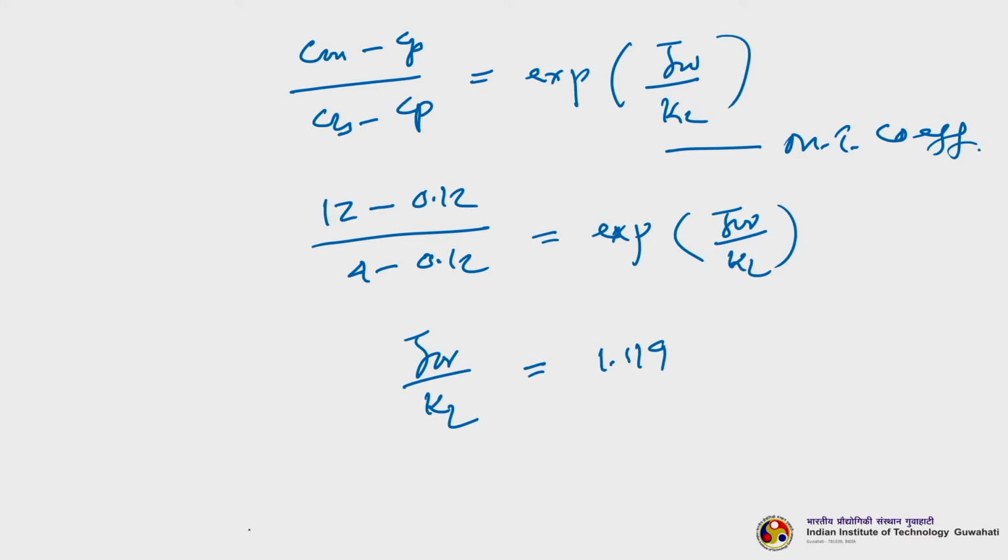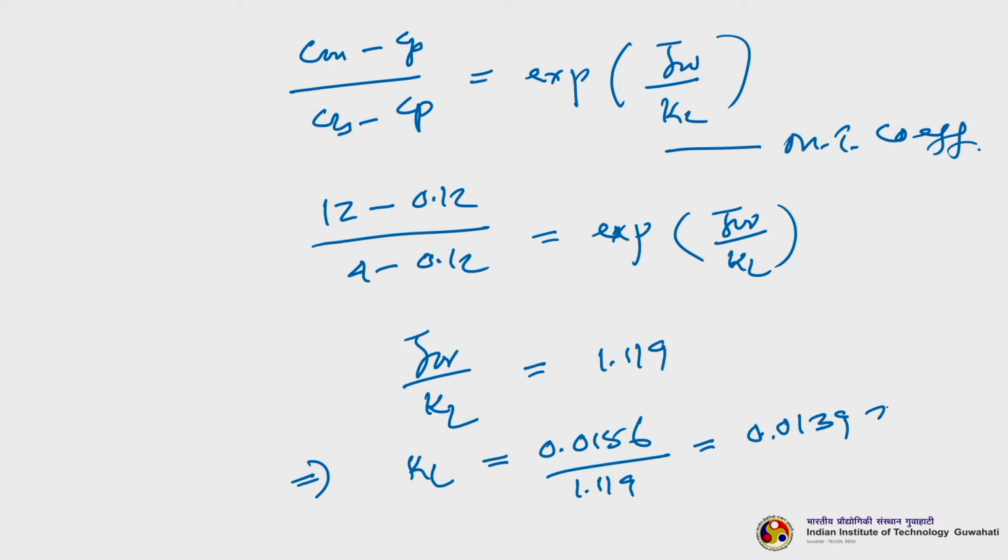So, we know what Jw is, and from here we can calculate Kl. Kl, the mass transfer coefficient, is 0.0156 divided by 1.119, which is 0.0139 meter per hour, or we can write it as 3.87 into 10 power of minus 6 meter per second. Usually the mass transfer coefficient is expressed in meter per second. So, you get your mass transfer coefficient on the feed side as 3.87 into 10 power of minus 6 meter per second.